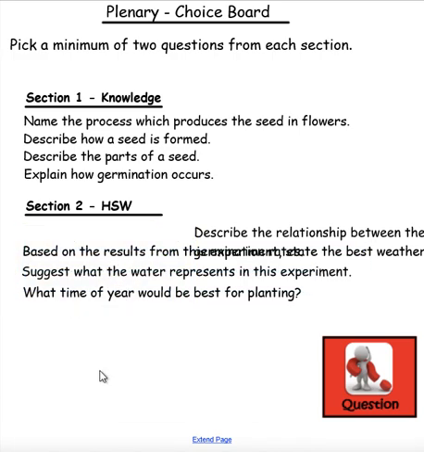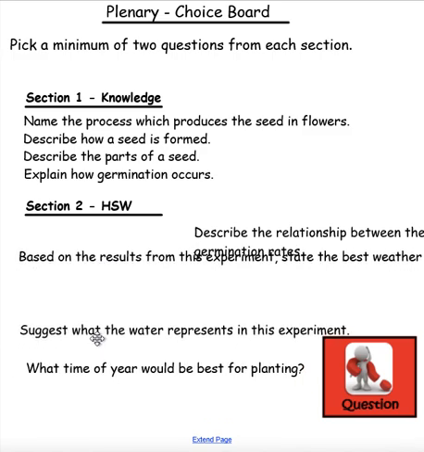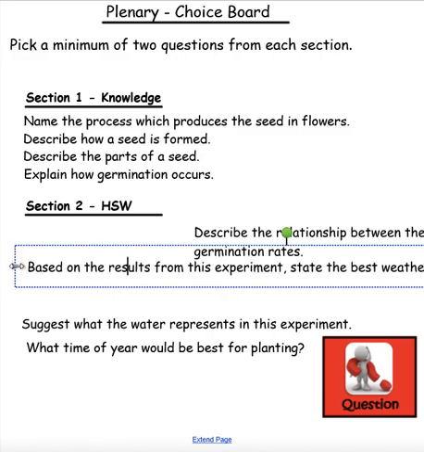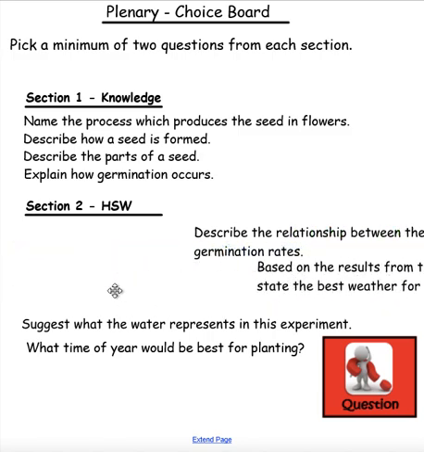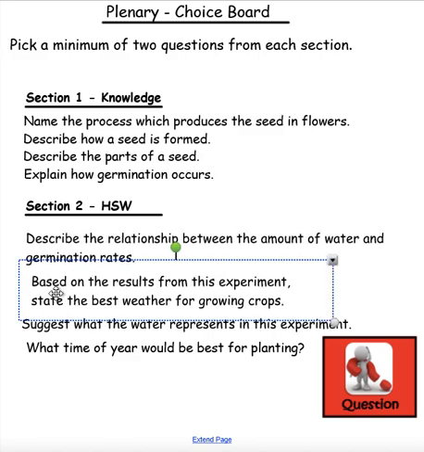So in your book, to finish off, can you pick 2 questions from each section and answer them in your book to finish off the lesson? Move that over and that over, so you should be able to see all of those. So pause now, answer those questions.